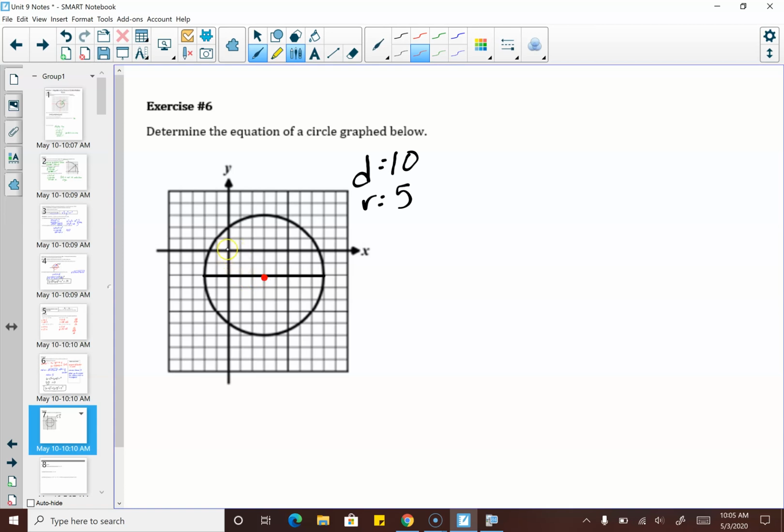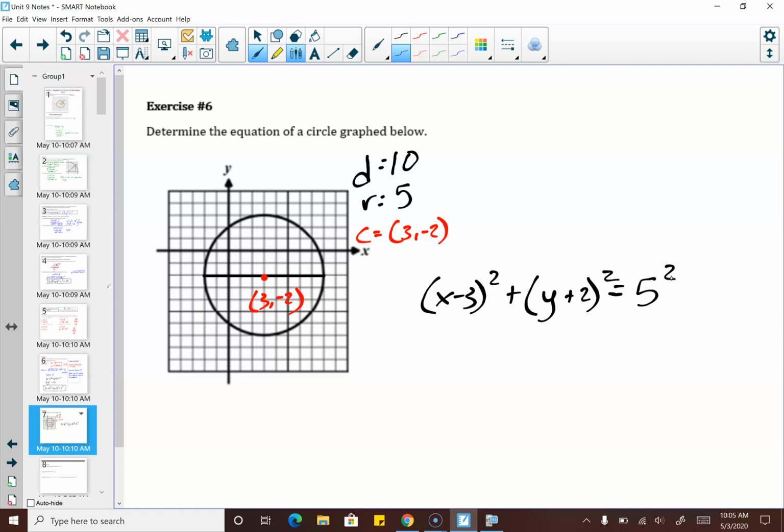What are its coordinates? Well, there's our origin. So 1, 2, 3, and negative 2. So we have a center at (3, -2). So if we want to write this equation, it will be (x minus 3) squared plus, now be careful, it's y minus negative 2, so it will be (y plus 2) squared equals, and again, make sure you're using your radius, not your diameter, so you're going to end up with 5 squared. And that's all our work for our equation of a circle in center-radius form.